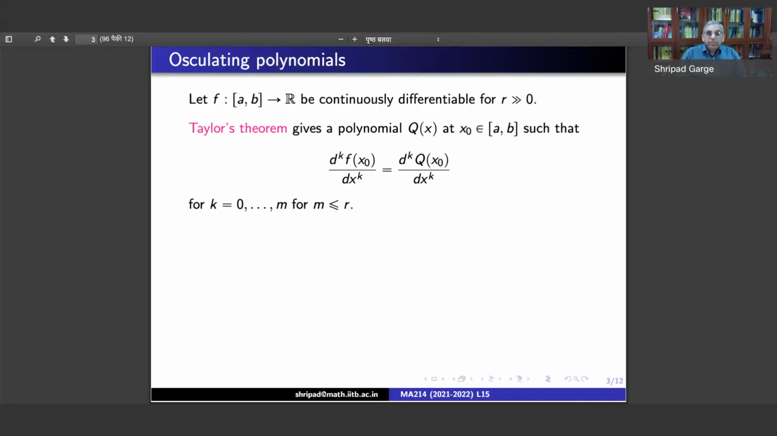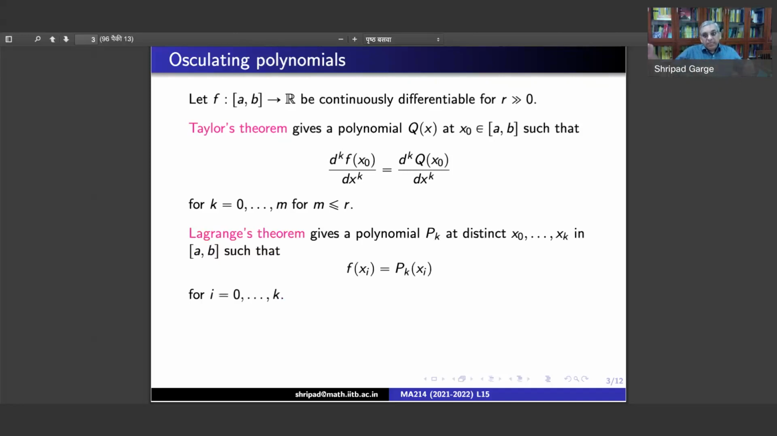On the other hand, if you are taking the x0 up to xk and you are simply demanding that the values of the function at these points be equal to the values of some polynomial at these points, then you have the polynomial pk, which does the job. And now we become slightly bolder and we ask, can we ask for both these properties in a single polynomial?